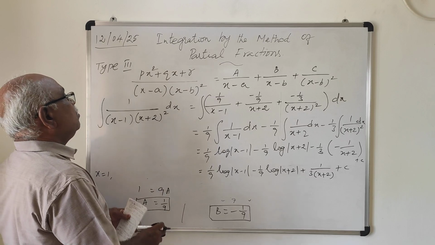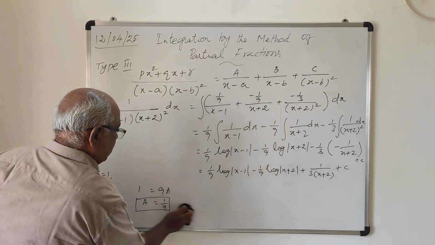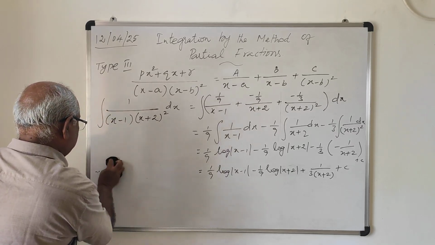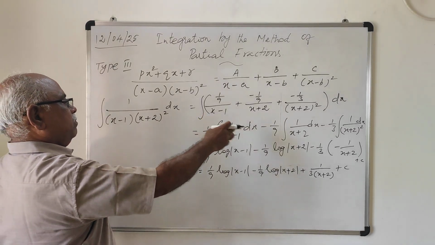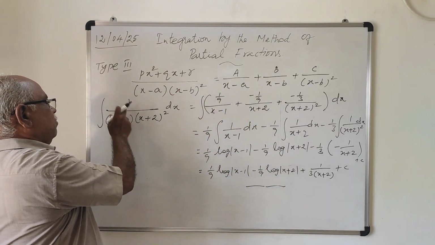So that's all about this problem. The third type of problem is evaluated by using the method of partial fractions like this. After finding the unknowns A, B and C, we can integrate term by term. We will get the answer for this problem. That's all about the problem.